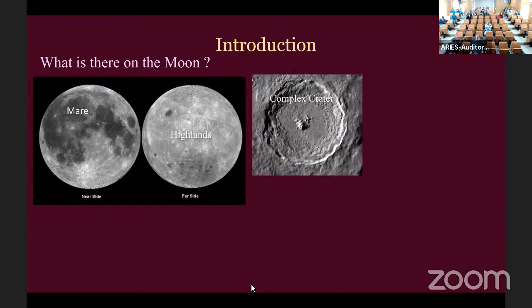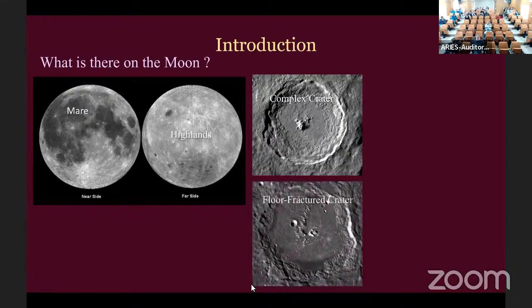One of the most common things that you can see on actually any planetary body is an impact crater, and this is one variety of impact crater called a complex crater. Through time, processes can change the configuration of craters, and they can adopt identities like this, where their floors can be modified. These are called floor fractured craters.